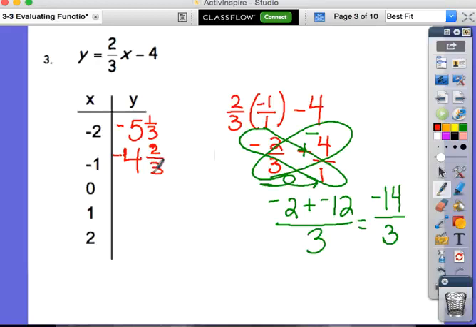Good. Okay, when you plug in 0 right here, that's going to make all of this go to 0, isn't it? And you're going to be left with -4, which would be -4. Right? Okay. All right, let's plug in our 1.